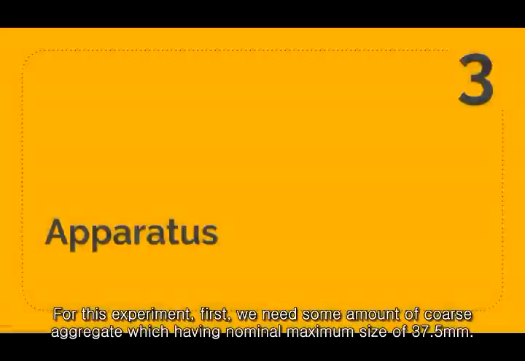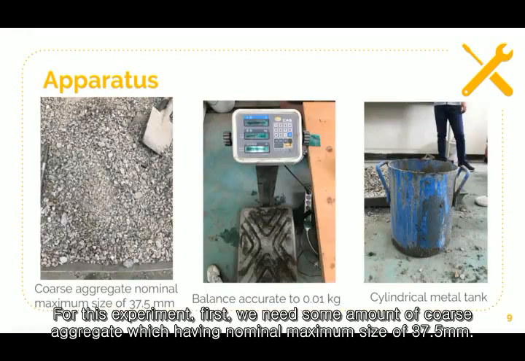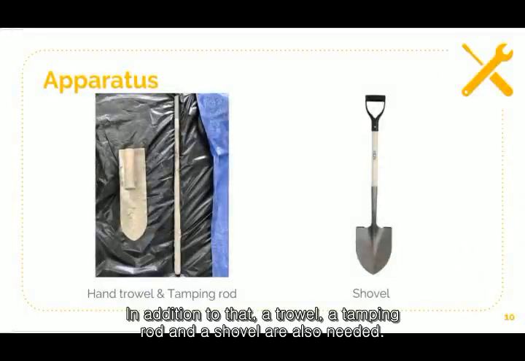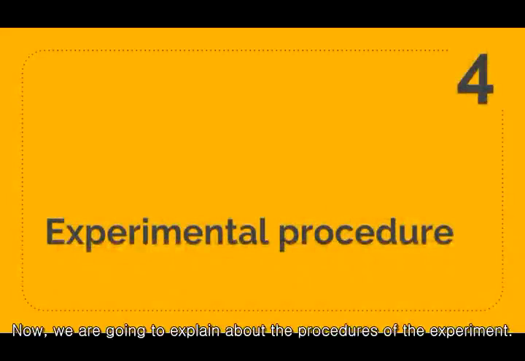For this experiment, first we need some amount of coarse aggregate having a nominal maximum size of 37.5 mm. Besides that, we also need a balance accurate to 0.01 kg and a 15 liter cylindrical metal tank. In addition to that, a trowel, a tamping rod, and a shovel are also needed. Now we are going to explain the procedures of the experiment.